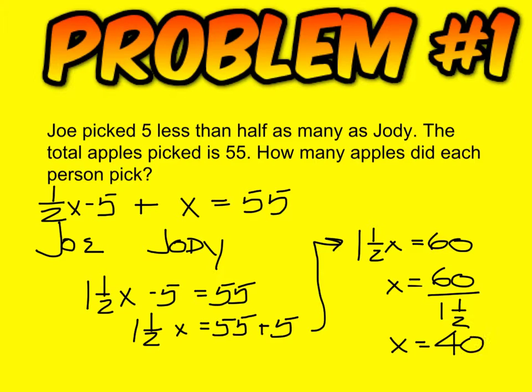40, yes. So which person is 40? Jody is 40. Now if I insert 40 over here for Joe, what's half of 40? Half of 40 is 20, and then subtract 5 to get what? 15. So Joe is 15. You must have Jody 40 and Joe 15 to get credit.